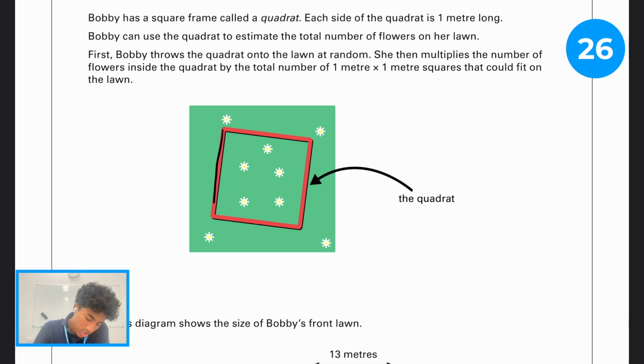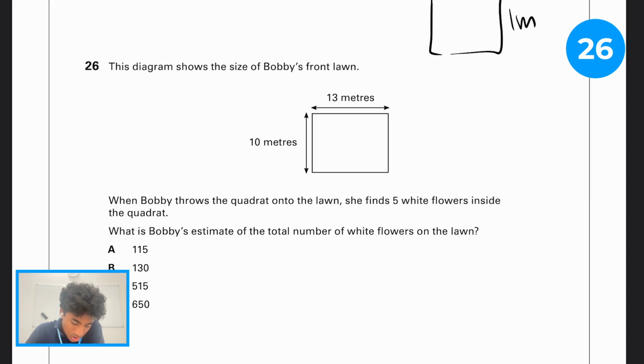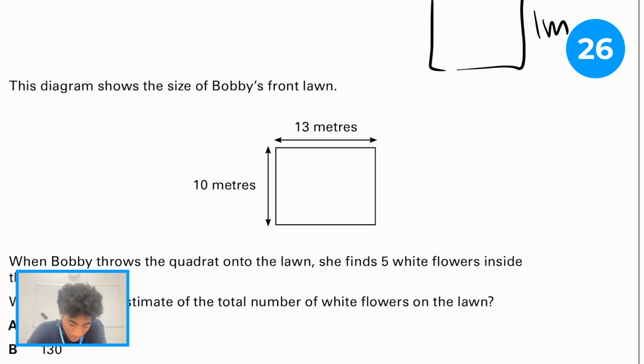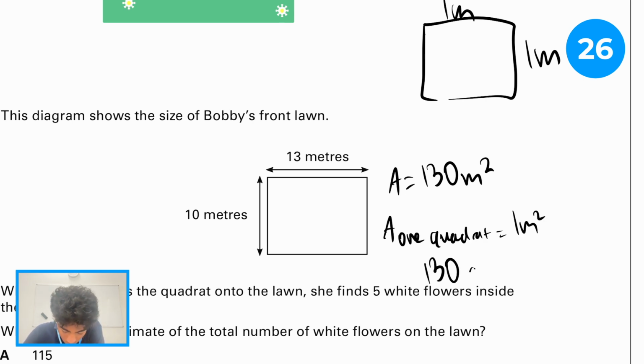So she has this square quadrat. The square frame is the quadrat. So the quadrat is 1 meter by 1 meter. When she throws it at random, she then multiplies the number of flowers inside the quadrat by the number of 1 by 1 meter squares that could fit in the lawn. So, Bobby's front lawn, we need to find its area. The area of Bobby's front lawn is 130 meters squared. The area of one quadrat is 1 meter squared. So that means 130 quadrats fit in the lawn.